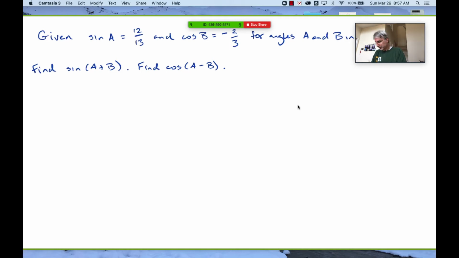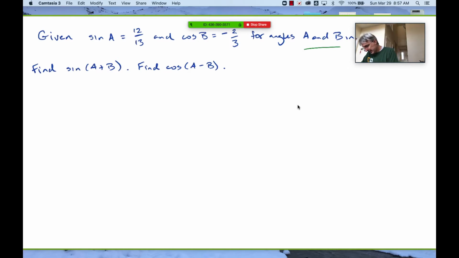So I'm going to work a couple of example problems using sum and difference identities for sine over cosine. So here I have given sine A equals 12 over 13, cosine B equals negative 2 over 3 for angles A and B in the second quadrant. That's going to be important when I draw a picture for each angle. Remember, you're not expected to memorize the identities. Any identities that you're going to use would be given to you on the quiz.